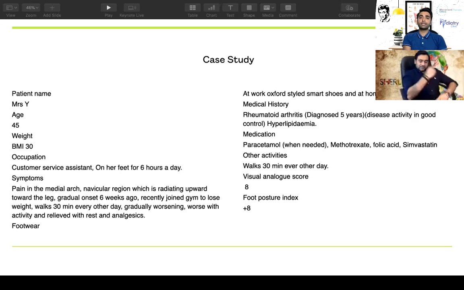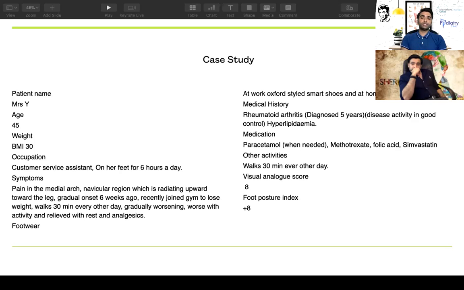Now, in terms of the risk factors we need to look out for: the classic age between 40 to 60, she's a lady, increased weight, and an occupation putting a lot more stress on the tib post. Her training error comes in because she's recently started the gym and started doing 30-minute activities. Rheumatoid arthritis is a big, massive risk factor for her.